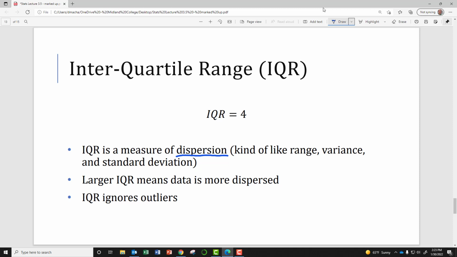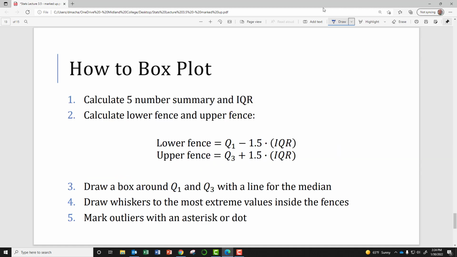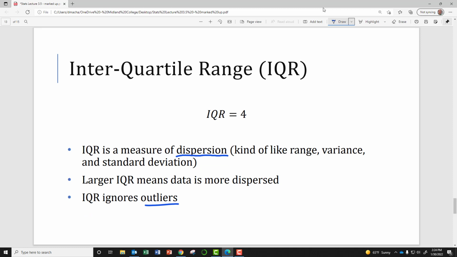IQR is better than range because IQR ignores the outliers, right? You're not actually considering the very maximum value and the very minimum value. But it's not considering every single data point the way that variance and standard deviation do. So IQR has its pros and cons. One of the pros being that it actually ignores really bad outliers, if that's something you want in a measure of dispersion.